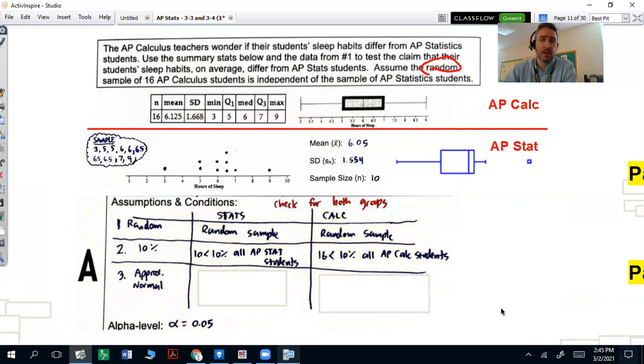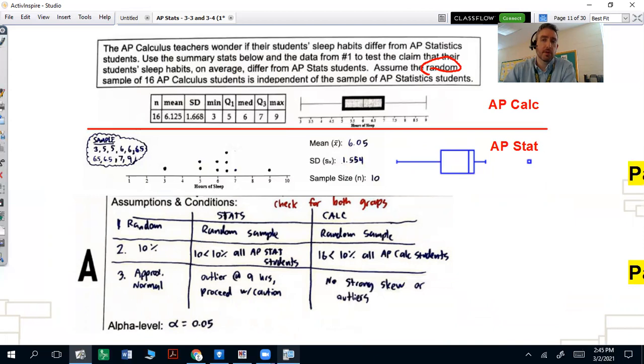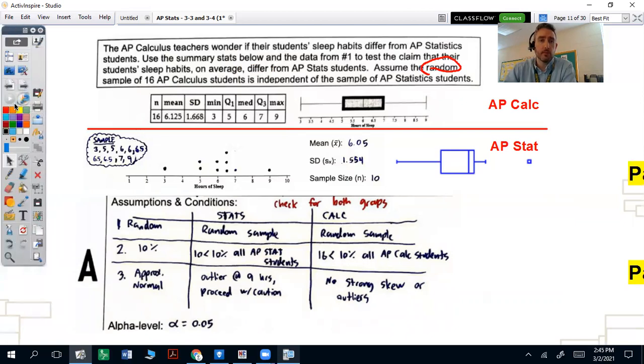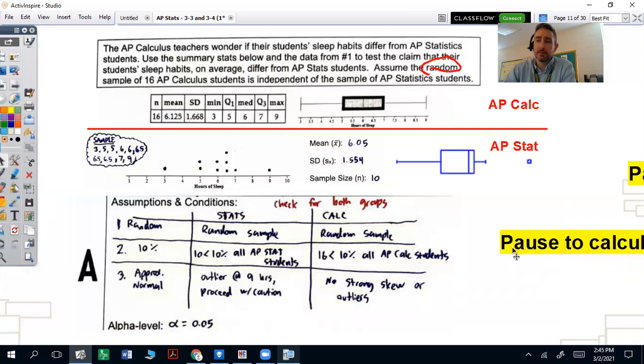And approximately normal, well, remember in this previous problem, technically the stats is not, there's an outlier, so proceed with caution, but you're going to do the test anyway. And then the calculus students, no strong outliers, it's almost symmetric, so you're good to go. And we're going to go ahead and run the test. Pause to write that down.